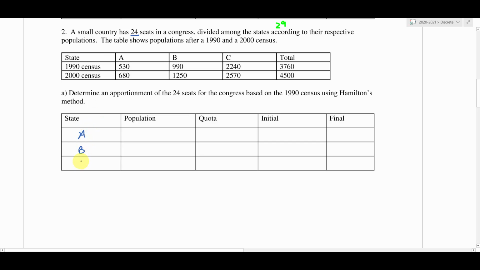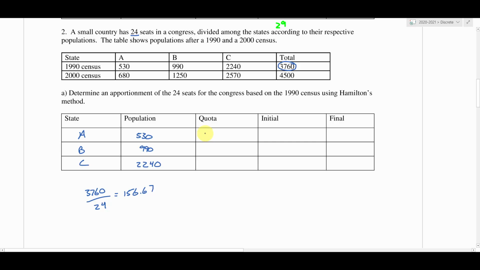We've got A, B, C, and our population in 1990 right here across the first row. So we got 530, and we've got 990, and we got 2240. Okay. And I was even nice. I totaled it up for you here, so I'm going to take that 3760 and I'm going to divide it by the 24 seats we need to apportion. Okay. And you should get 156.67.